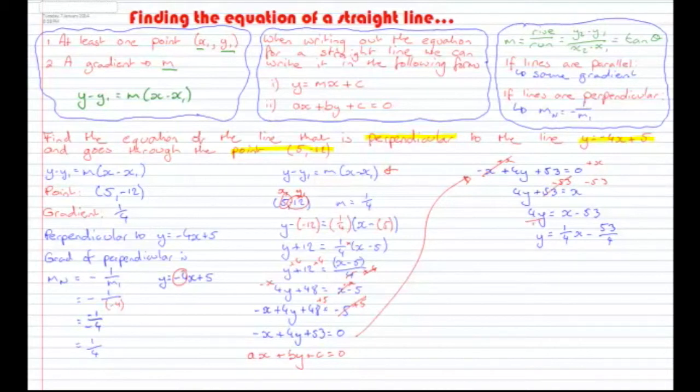And now I'm going to divide both sides by 4, with everything over 4, everything over 4. And remember, the number out the front of the x is actually a 1, so you end up getting 4y over 4 cancels out, leaving us with y is equal to 1/4 x minus 53 on 4. This here is in terms of the y equals mx plus c form.